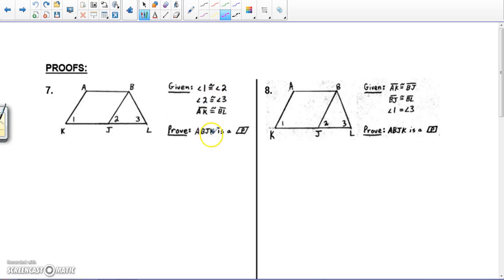All right, so the next type of proof we're going to look at is proving a shape is a parallelogram. So you can see right here, there is the difference. We don't know this ABJK shape is a parallelogram yet, so we can't use the rules. But our job is to find rules or look for clues that make it a parallelogram.